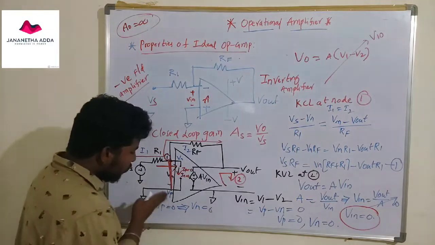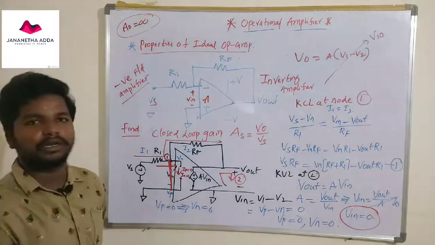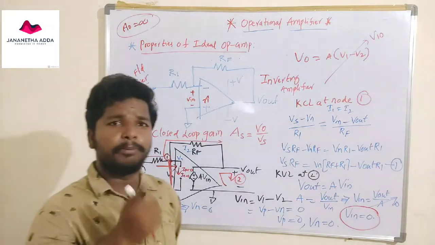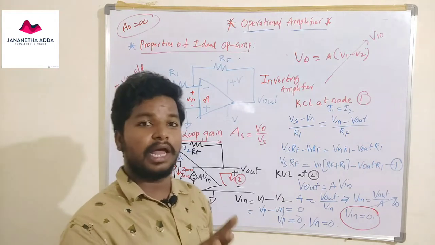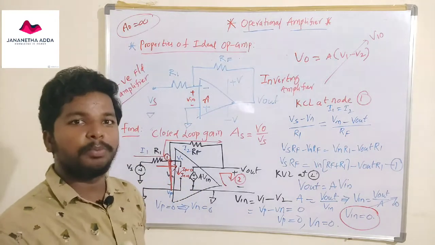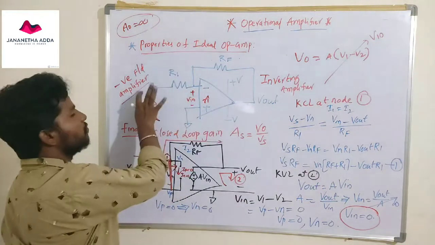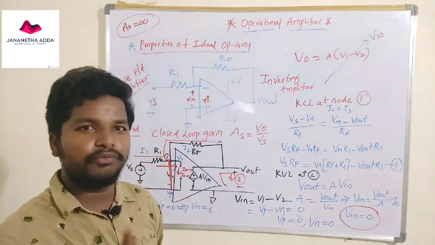Whatever voltage is present at the positive terminal will be reflected at the negative terminal. This is called the virtual short concept, which is very important for solving operational amplifier circuits, provided the circuit is connected in a negative feedback system.